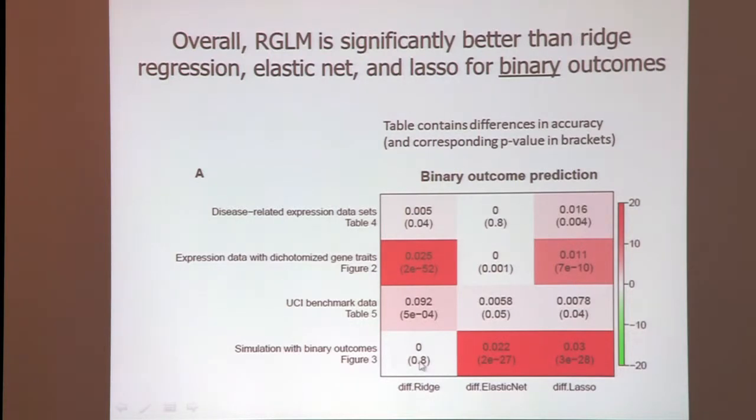Here I report the difference in accuracy between random GLM and ridge regression, first column, ElasticNet, second column, and the Lasso. We see slight improvements in accuracy. Underneath the numbers you see p-values. Although they are sometimes statistically significant, they may often be negligible in practice. But in any event, it works well.